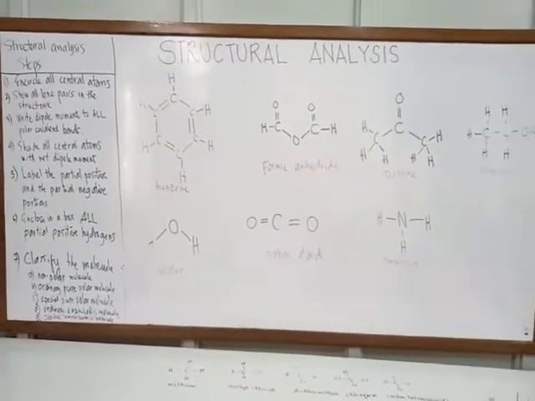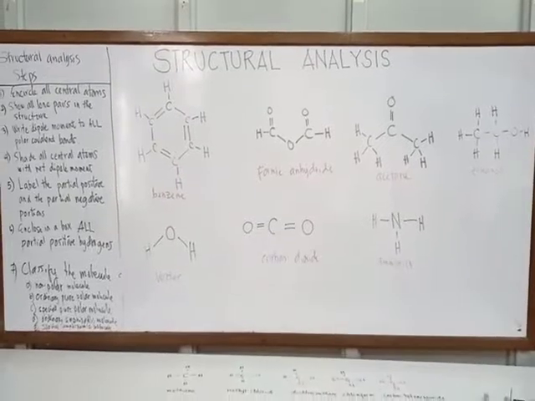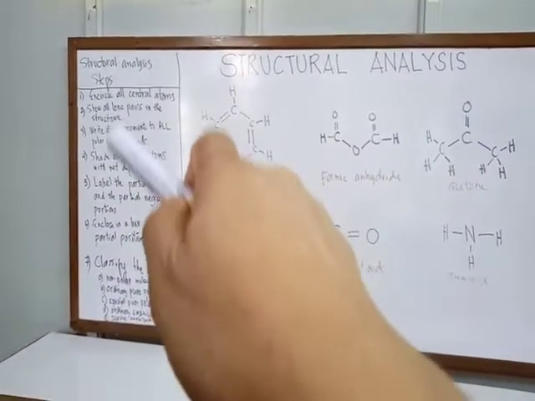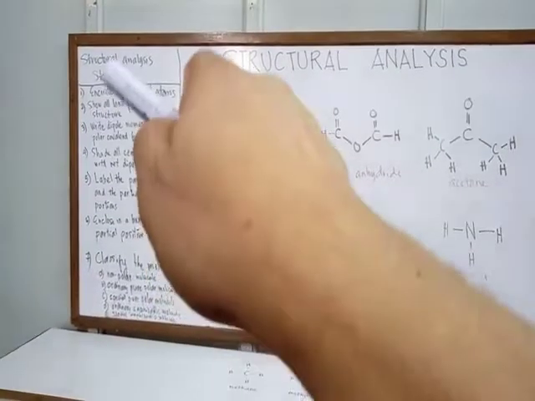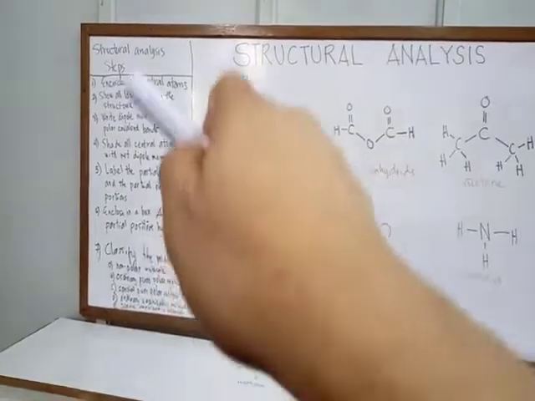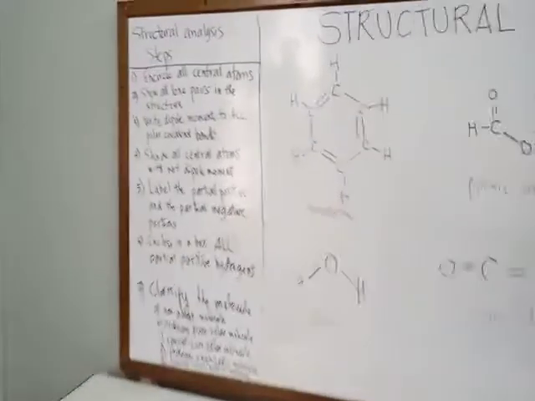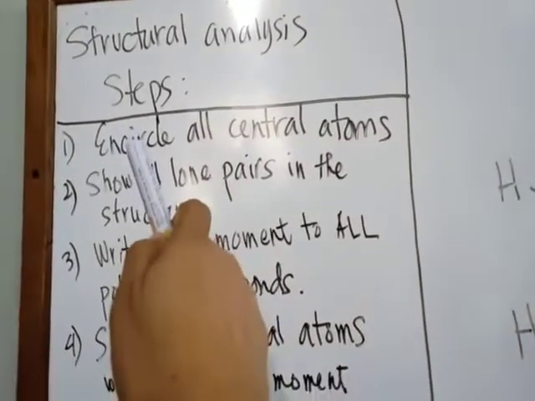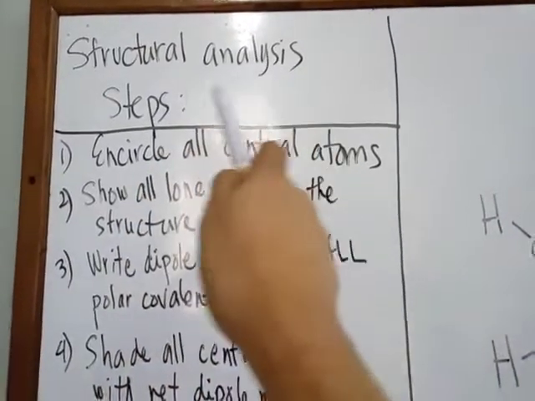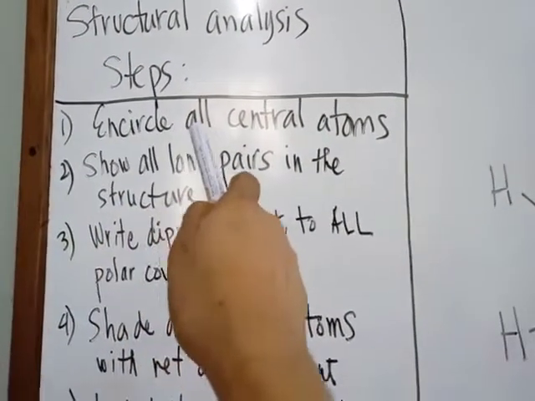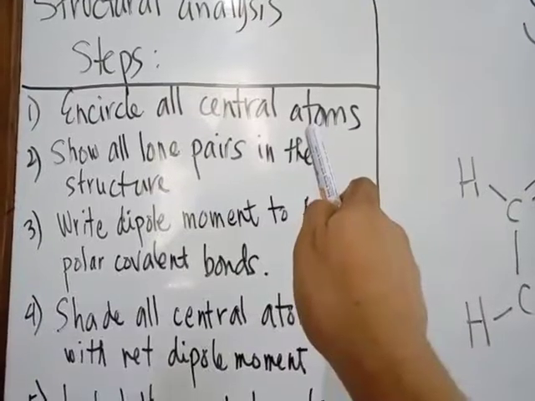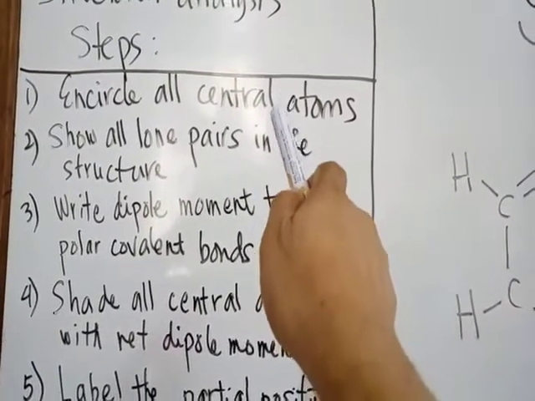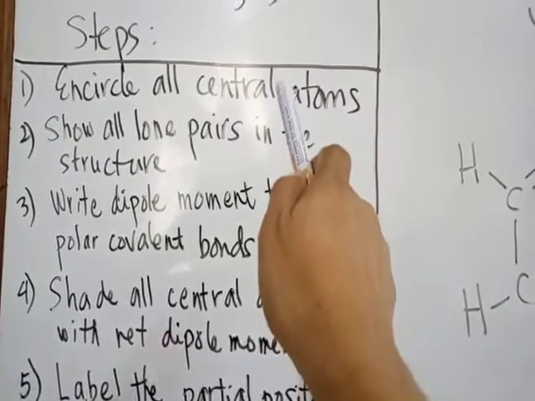Okay, so today we will be learning about the steps of doing structure analysis. So what are the steps? Let's find out. Structure analysis steps. Number one, we encircle all the central atoms. So what is a central atom? It is an atom in the structure with two or more groups attached to it.